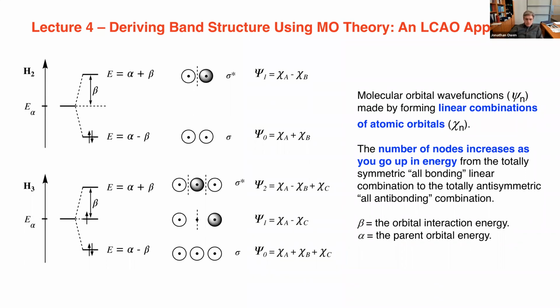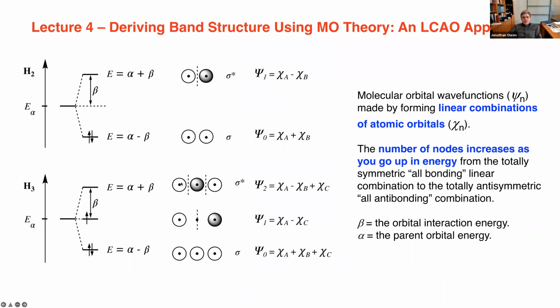All right, and so you're used to this picture where if you take two hydrogen atoms and you put them together, you get a bonding and an anti-bonding combination. And the energy spacing that you get here depends upon the strength of that overlap. And we're going to denote this by beta. Okay, beta is just a generic measurement of the orbital interaction energy.